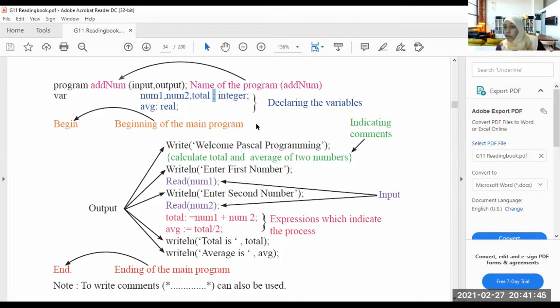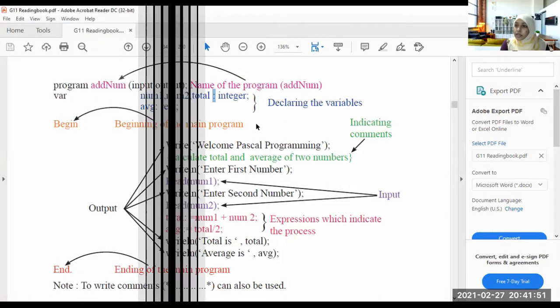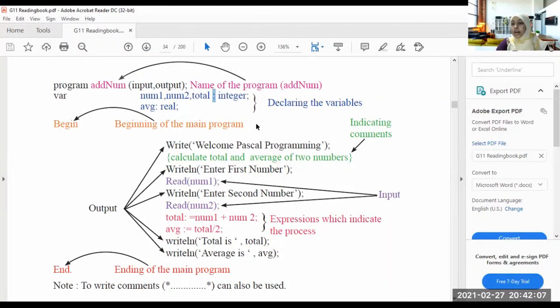So integer means what? Whole numbers, right? It can be minus or plus. Real means decimal numbers. It can be minus or it can be plus. Okay, got it? Right. Now I am going to begin my program.